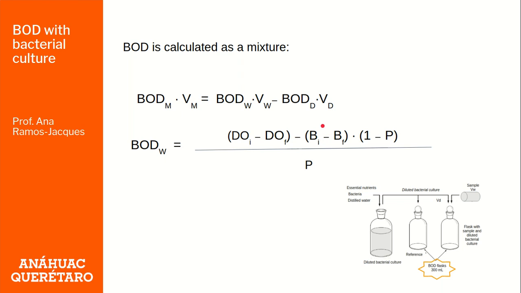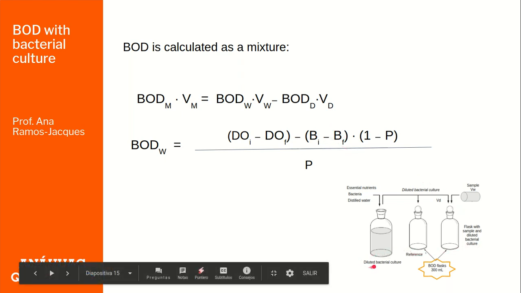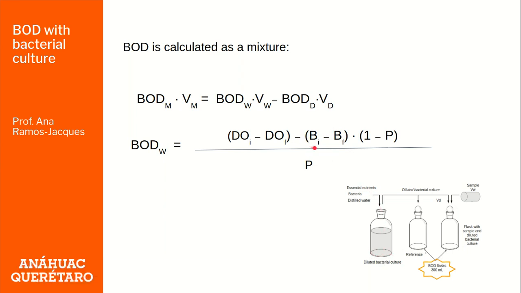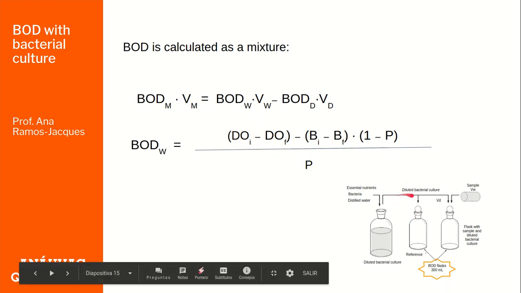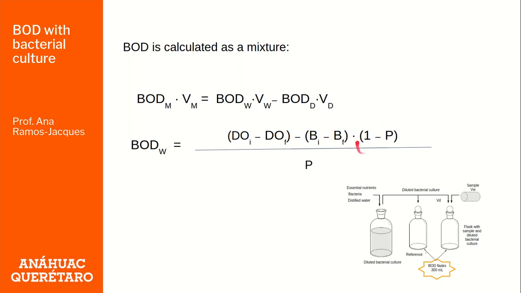B is the dissolved oxygen, but in this case of the diluted bacterial culture. So I just put it as B to avoid confusion in the DO letters. So this B is the dissolved oxygen of the diluted bacterial culture, the initial and the final. And we have here an additional term grouping the common terms.